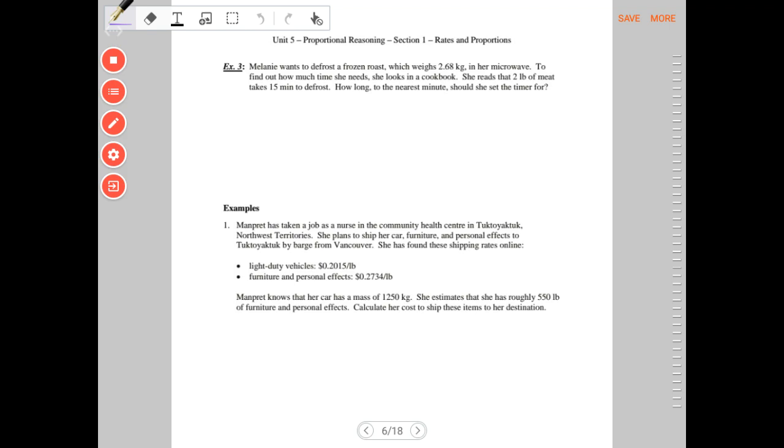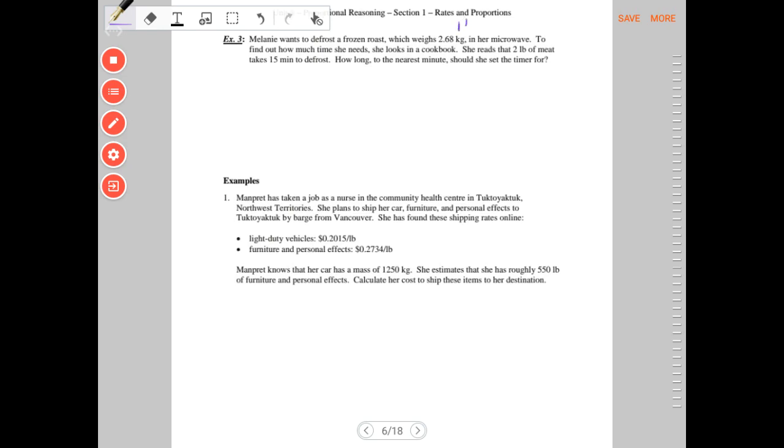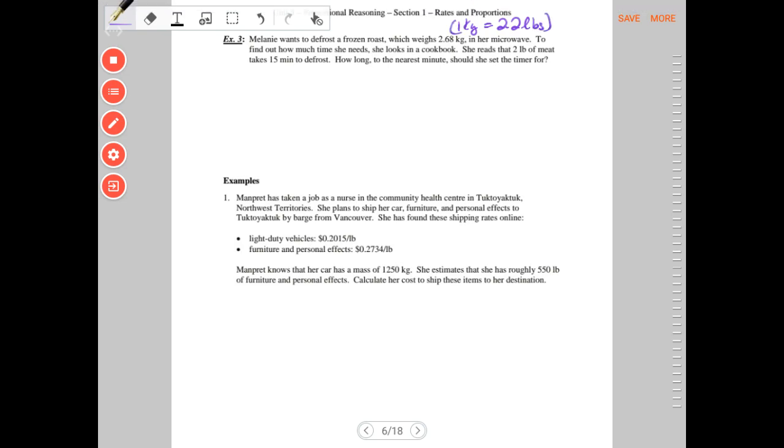Next page, example 3. Melanie wants to defrost a frozen roast which weighs 2.68 kilograms in her microwave. To find out how much time she needs, she looks in a cookbook. She reads that 2 pounds of meat takes 15 minutes to defrost. How long to the nearest minute should she set the timer for? Well, again, our problem is we have things that are in different units. We have kilograms and we have pounds. So we need to convert. Remember that 1 kilogram is equal to 2.2 pounds.